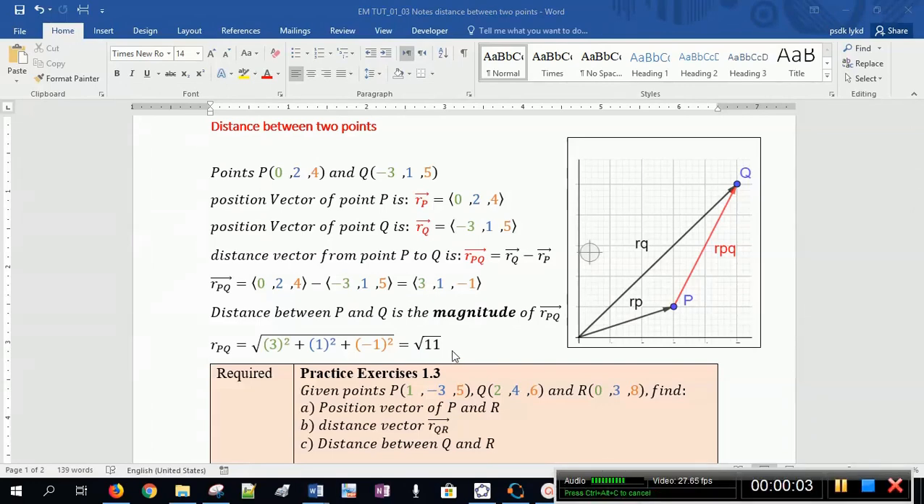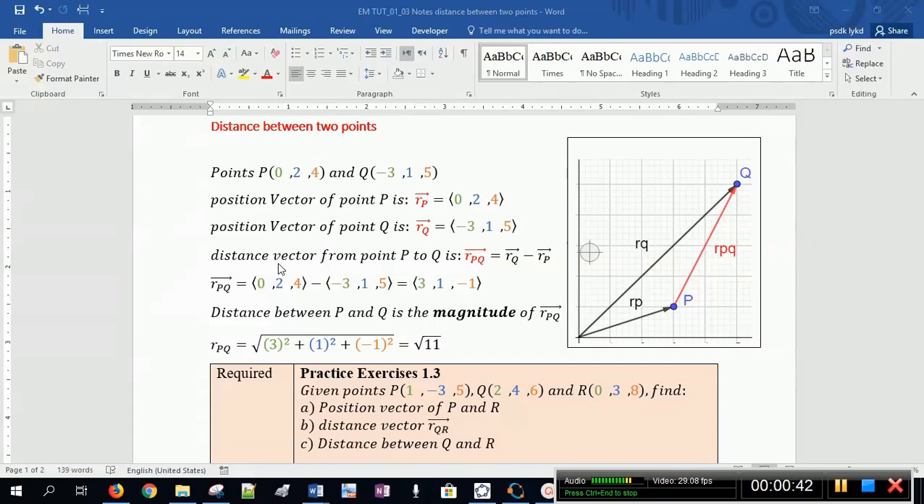Distance between 2 points. We have point P and point Q. What's the position vector of point P? It is the vector from the origin to point P, and it is written the same as point P but in vector form. Also, the position vector of point Q is the vector from the origin to point Q, and it is the same as point Q but written in vector form. This is the position vector.